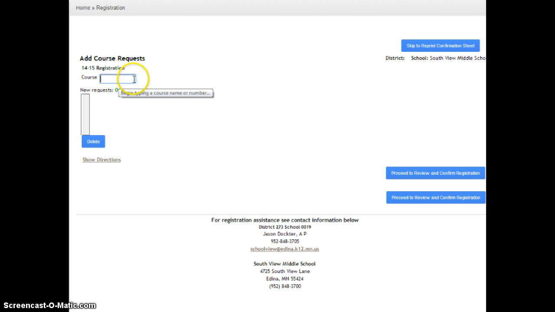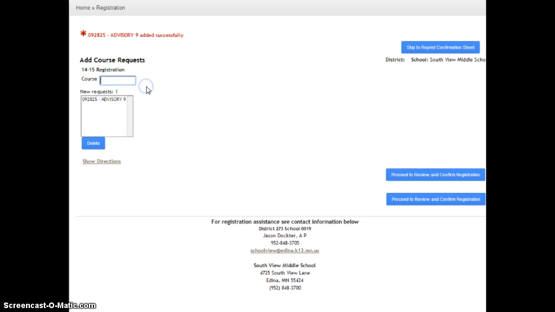And I'm going to just do the first couple. First one being advisory on your sheet, which is 092825. You'll see a drop-down menu that comes up with advisory. Click on that and you'll see that it has been added successfully and it's one of your requests. The second one, which everyone takes, is Pre-AP English, 091505. Click on the box and it's added to your set of choices.